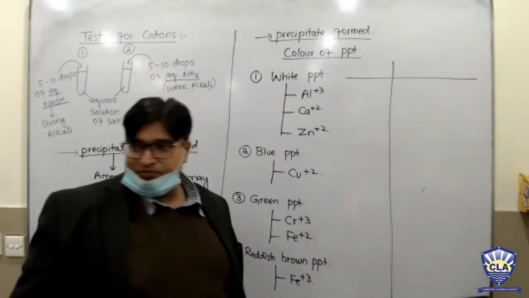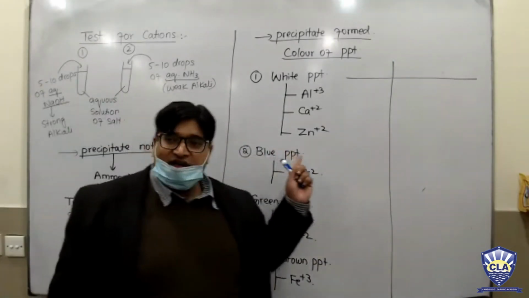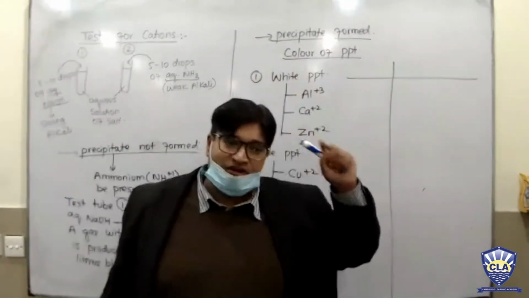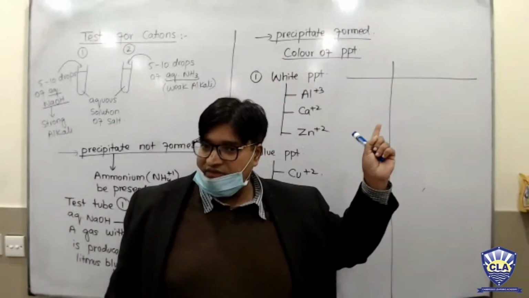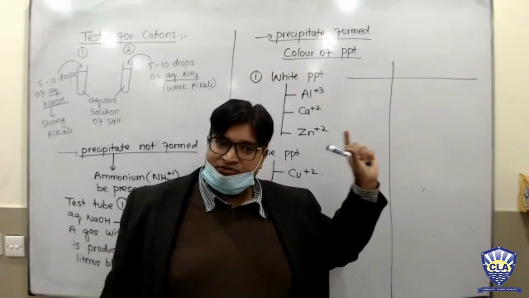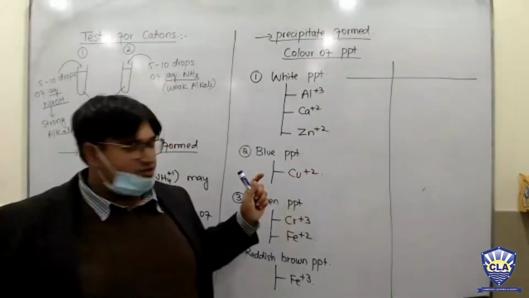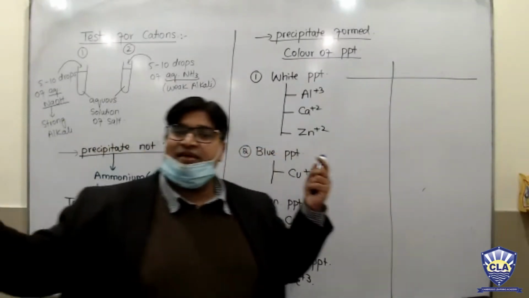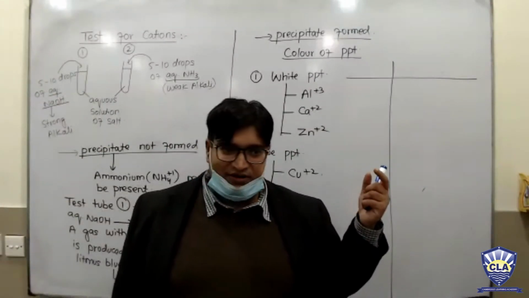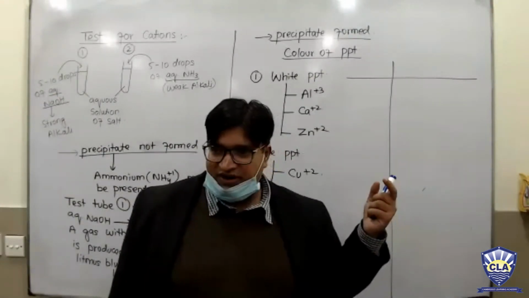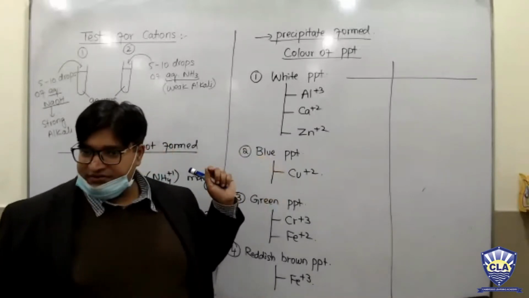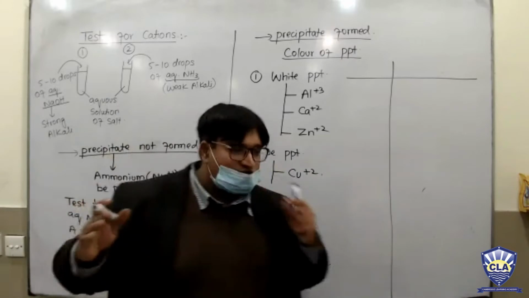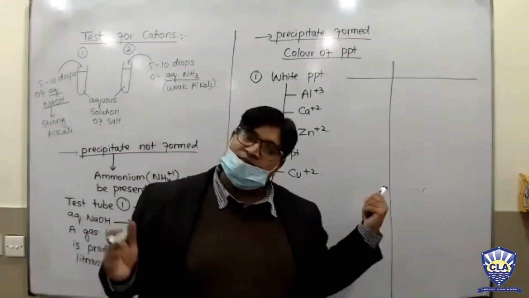Okay, my dear, one more thing now. Remember, if somebody asks you, this is a very important question, so listen very carefully. In papers, most of the time they are going to ask this question. Let's suppose they ask you, what is the name of the blue precipitate? Anybody could tell me? Copper plus 2. Most of the students give this answer, copper plus 2.